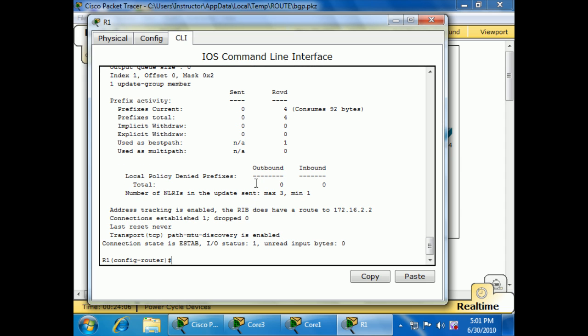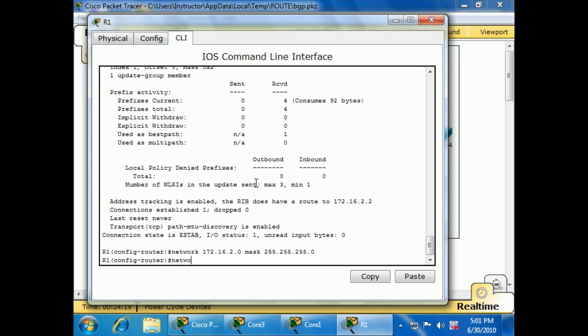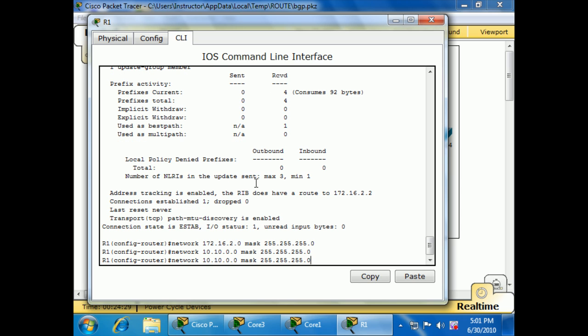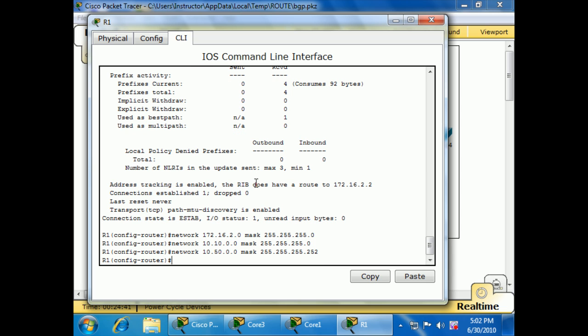Now, we haven't set up any network commands, so I'm going to set up a couple of network commands over here. 172.16.2.0, which is, of course, the common network we have between them. And I'll set up the 10.10.0 network, that is there with the same 24-bit mask of 255.255.255.0. And there is also the 10.50 network, and that actually has a very long mask of 30 bits for a serial network in between those. All right, so we've set that up.